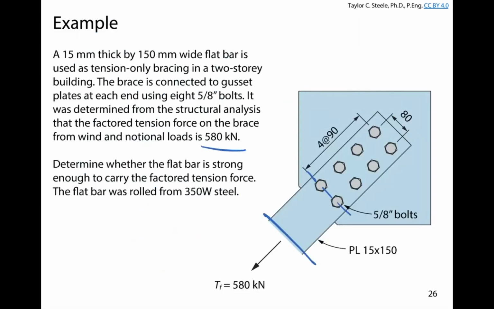The next question is, is the brace acceptable? The strength of the brace is governed by net section fracture, 587 kilonewtons of strength. We've got a factored tension force of 580 kilonewtons. Are we good or are we not good? It's a real example of a real brace in a real building. We better be good, right? 580 is the force. Of course, we don't want to have less strength than what we need to carry. We have more strength, but it also tells us it's a reasonable design.